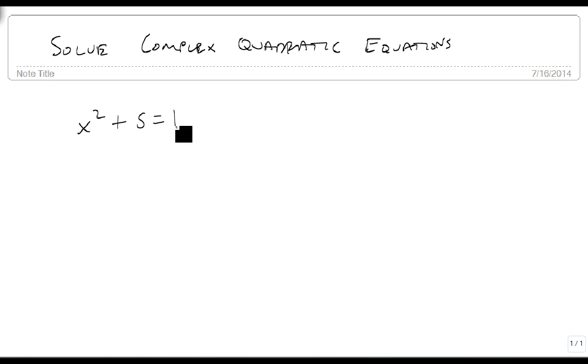Now notice this is a great problem to use the square root property on because all we have is an x squared term and numbers. In fact, we're going to subtract the 5 over to both sides and we get x squared equals minus 4.